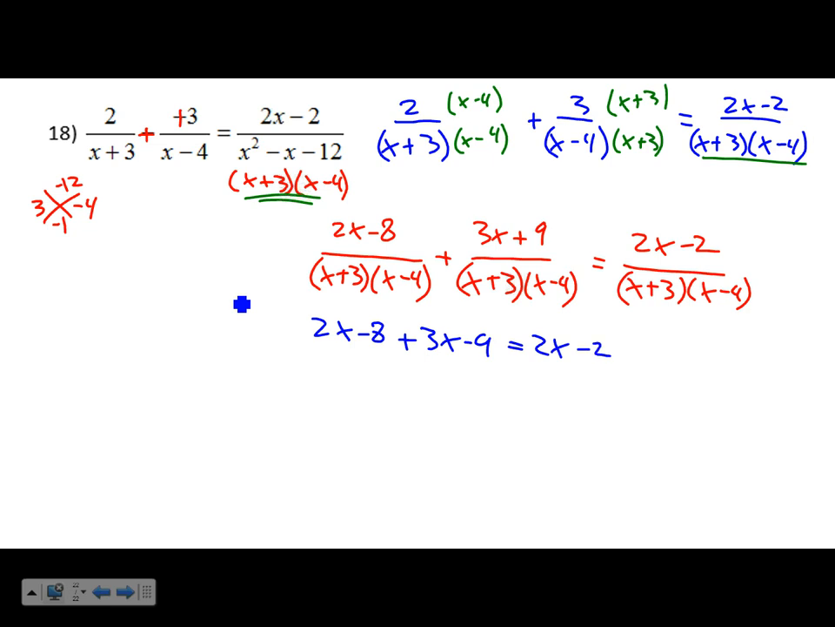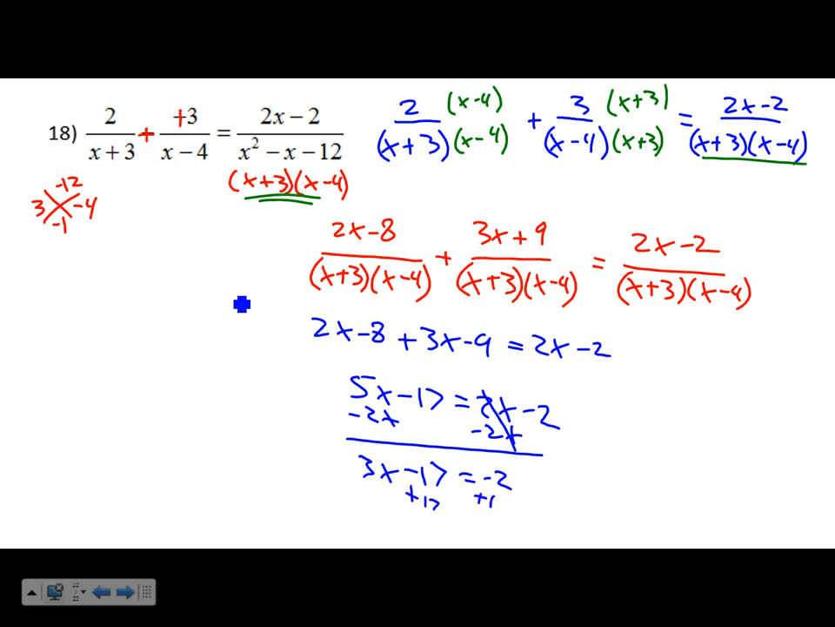3x and 2x combine to be 5x. That looks a little bit more neat. 5x. Negative 8 and negative 9 is negative 17. Is 2x minus 2. So just solve this like normal. It's not a quadratic, so that's kind of nice. Good one to end on.